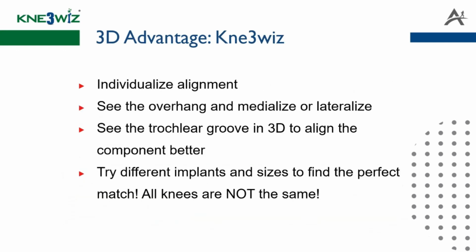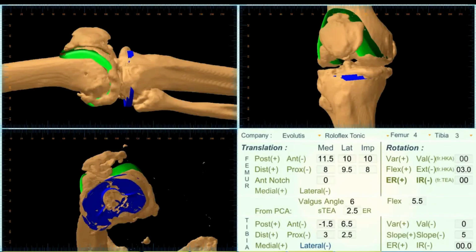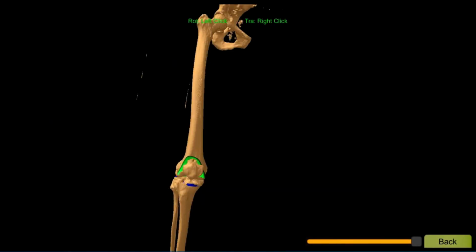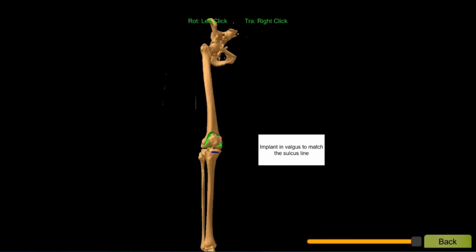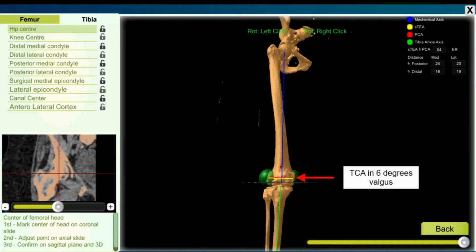With 3D planning, it is possible to individualize alignment, see the overhang, and medialize or lateralize, and would be able to match the trochlear groove as well as see different sizes and designs to find the perfect match. One can see in 3D how the knee lines up with the normal curvatures of the bone in all three planes.